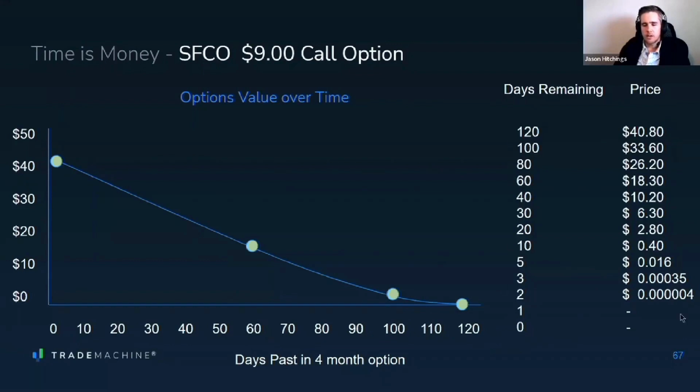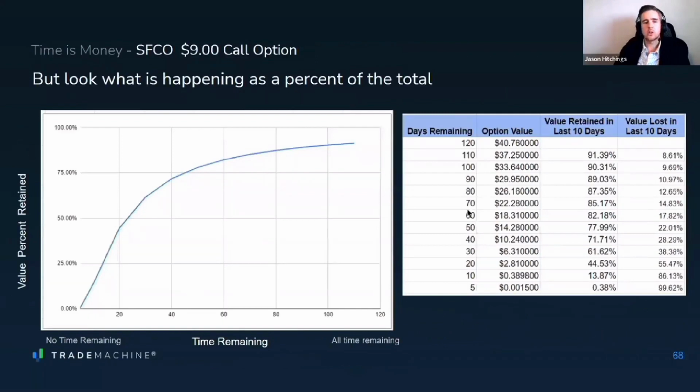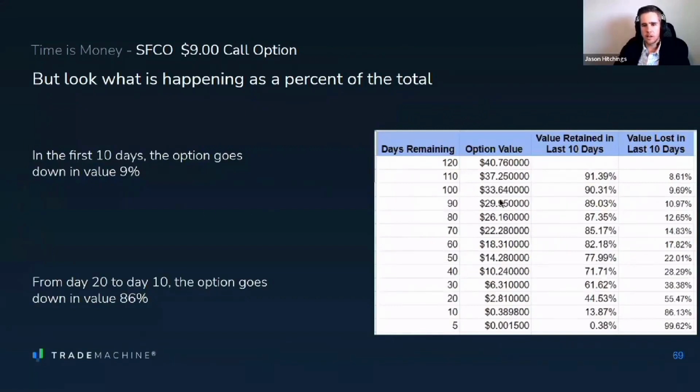If instead of looking at this chart in terms of total dollars, you start to look at it in terms of percentages, the picture looks very different. You see that as a percentage, so this is the amount of time remaining to the right, and this is the amount of the percent value retained. And you can see that this thing is plummeting. So we're looking at these 10-day increments for how much is left in it. And in the first 10 days, the thing goes down about 9% in value.